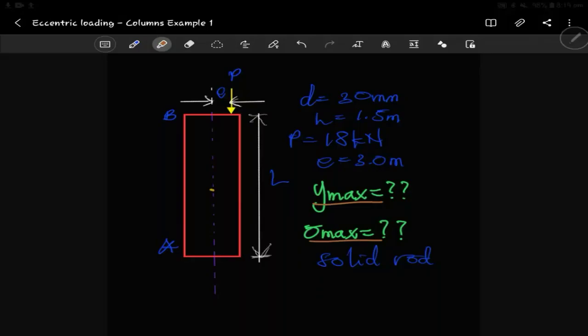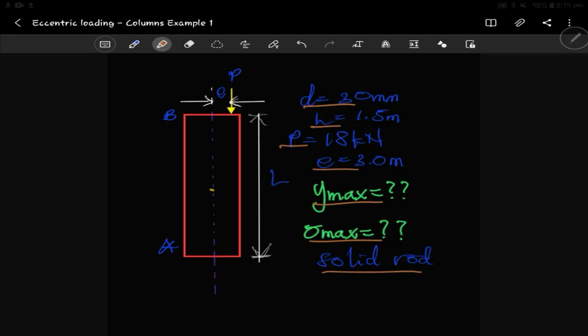All right. So this is an example of eccentric loading of columns. Here we are given a solid rod, a solid column. And these are some of its parameters: diameter, length, the load, which is the P here, and the eccentricity, the distance between the central axis and the line of action of the force P.